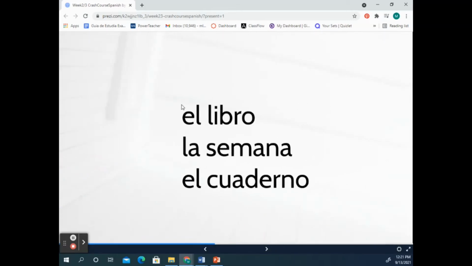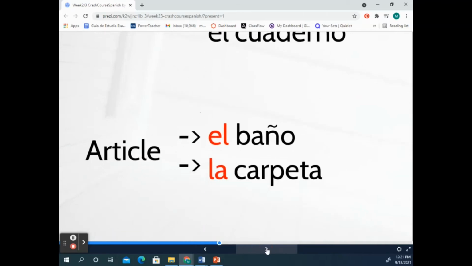So, take a look at these three. Which ones are masculine? Which ones are feminine? If you said el libro and el cuaderno are masculine, you're correct. And la semana, feminine.